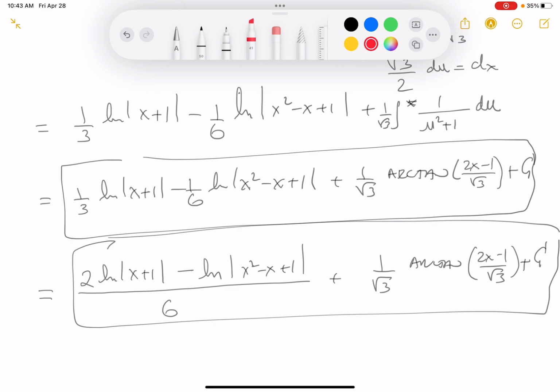But let's go to the answer key and see what we're looking at. I do see the 6. I see this over here. I do see this. I do see the 1 over √3 arctangent. I do see this. I do see the plus c.